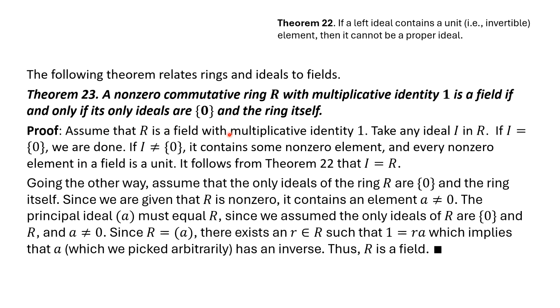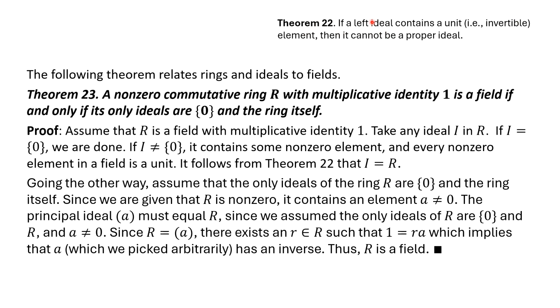Assume that R is a field with a multiplicative identity 1. Take any ideal in R. If that ideal is the set with 0 in it, then we're done. If I does not equal the set with 0, in other words, it contains some non-zero element, and every non-zero element in a field is a unit, then it follows from theorem 22 that I, our ideal, equals all of the ring R. That comes from theorem 22.